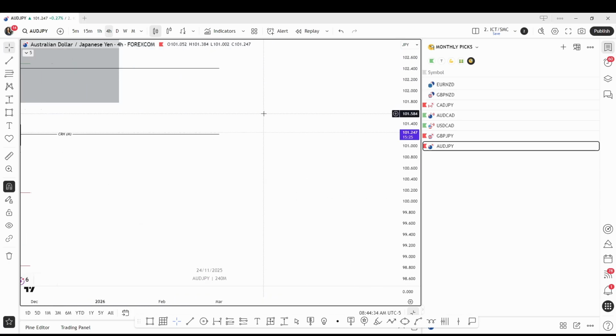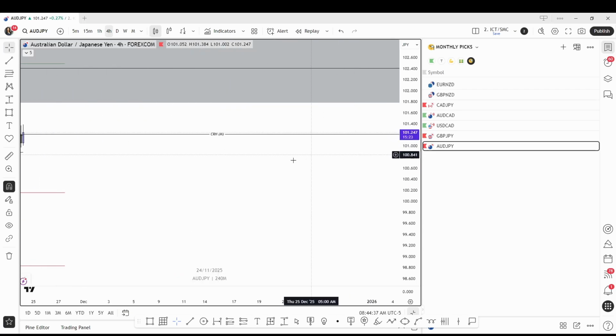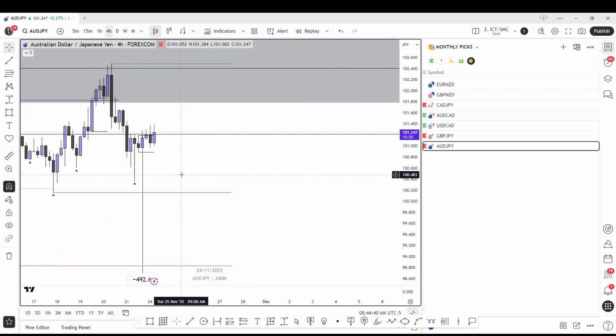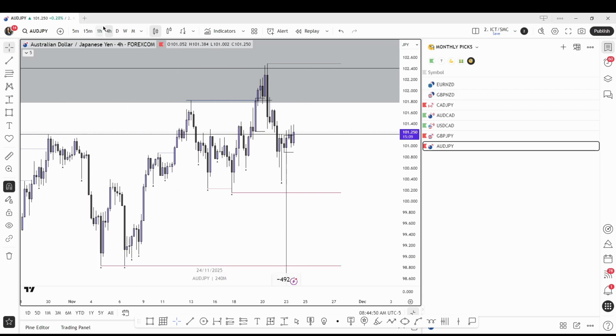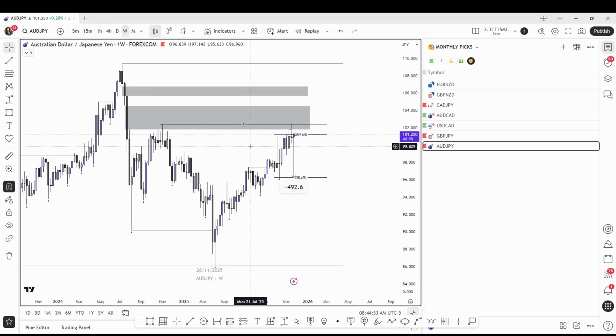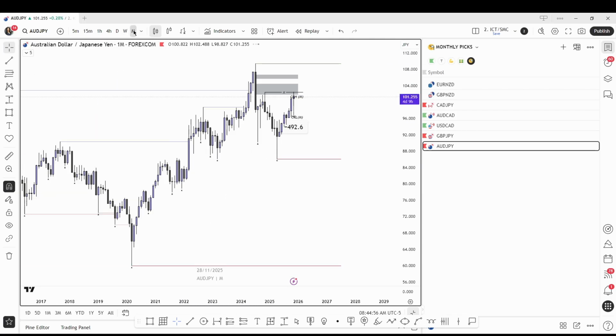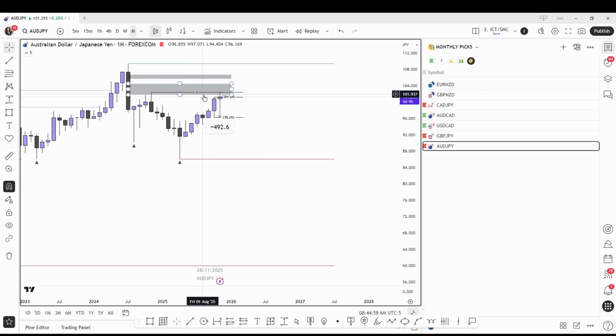What I'm looking for is for price to drop to this external range liquidity, and or this one right here. This looks confusing, I know, but stay with me. We've already taken out the previous month's external range. Now we might come up a little bit more, just a little bit, before we drop, but we're going to drop to at least 50% of this range right here on the monthly.